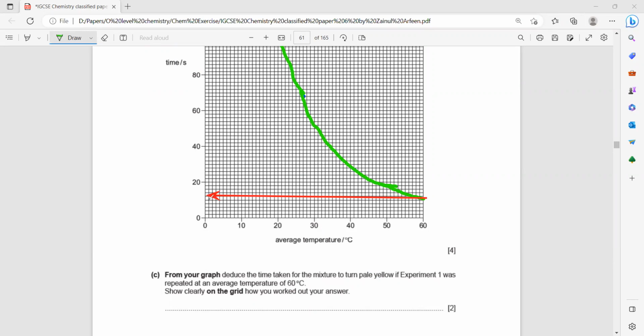So each box is representing 2: 1, 2, 3, 4, 5, 6. So this will be equal to 12. And you have to show clearly on the grid. So you have to work out, like you have to extend, then this line should be there. And 1 mark is for writing the answer, 1 mark is for showing this on the graph. So it's 12 seconds.